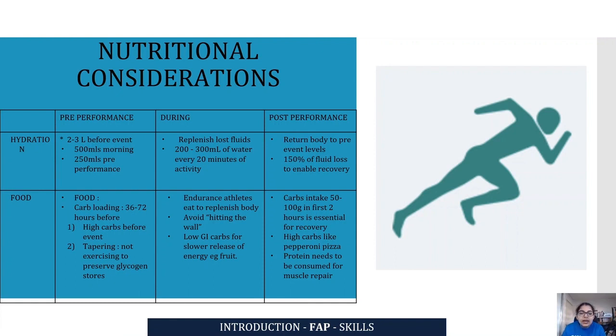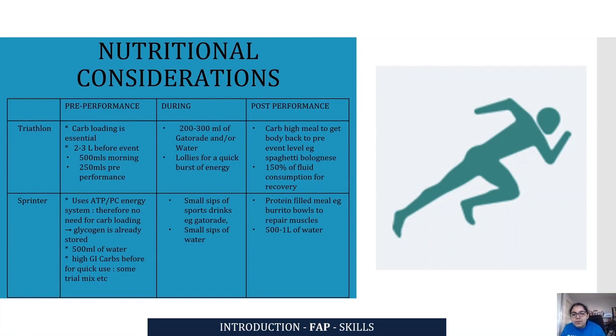And then finally carb intake. Carb intake is when we are consuming 50 to 100 grams in the first 2 hours, which is essential for recovery after an event. High carbs like pepperoni pizza can help. Protein needs to be consumed for muscle repair.